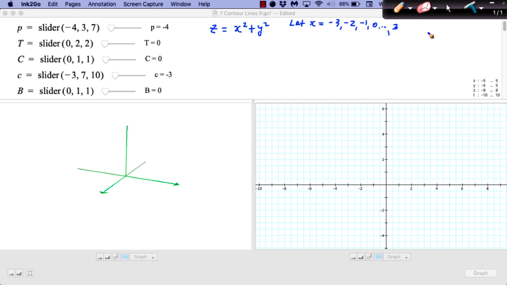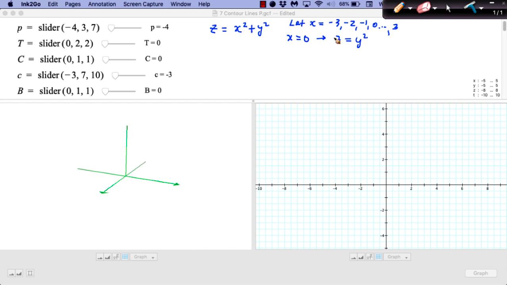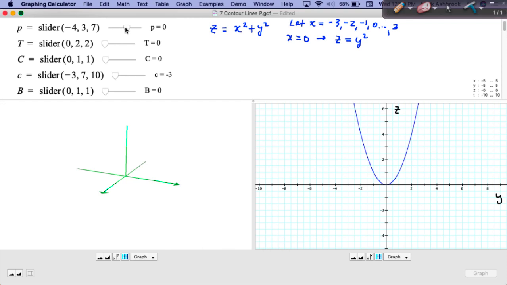So for instance, when x is 0, what do I get? Z equals y squared. So now we're talking about graphing in the zy plane, right? So we're going to put y here and z here, because I'm setting x to be constant. And when x is 0, I get z equals y squared. So what does that look like? So like that, right? So this is for x equals 0.